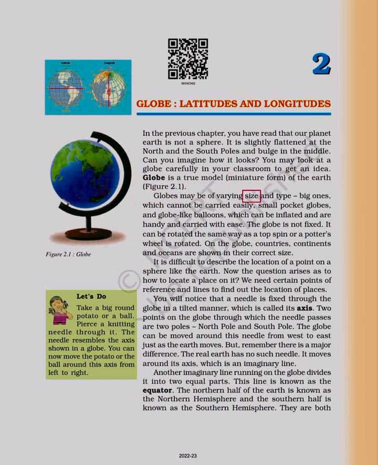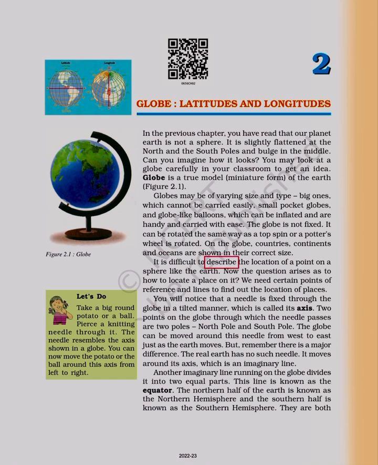Globes may be of varying size and type: big ones, which cannot be carried easily, small pocket globes, and globe-like balloons, which can be inflated and are handy and carried with ease. The globe is not fixed. It can be rotated the same way as a topspin or a potter's wheel is rotated. On the globe, countries, continents and oceans are shown in their correct size.